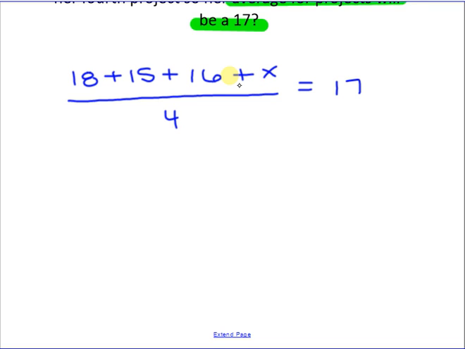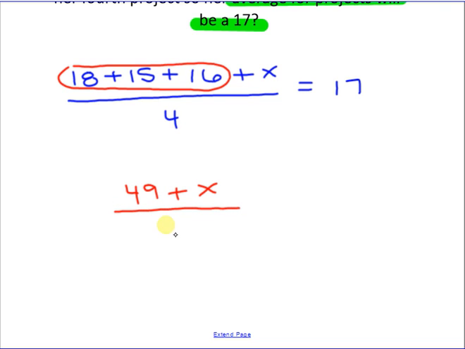Then it told me to simplify the numerator. So I'm going to do 18 plus 15 plus 16, and I get 49. So I'm going to do 49, and all I'm doing is simplifying this right here, plus x, still divided by 4, still equals 17.